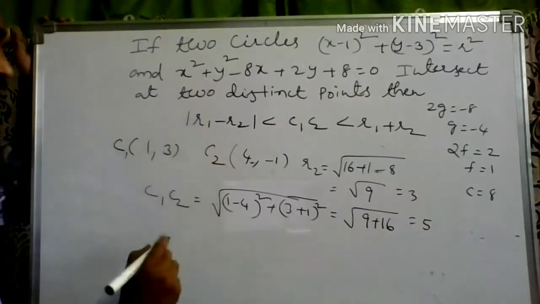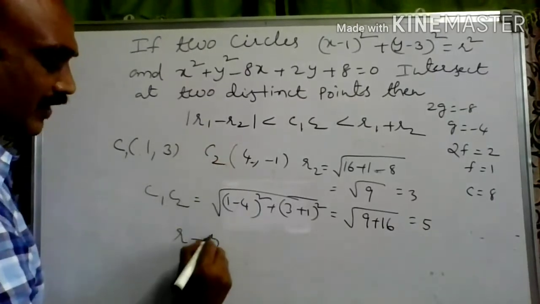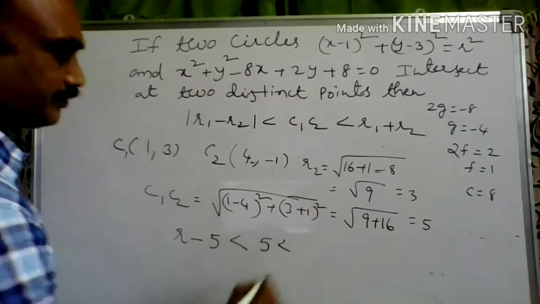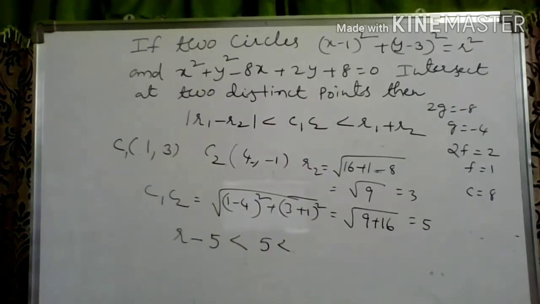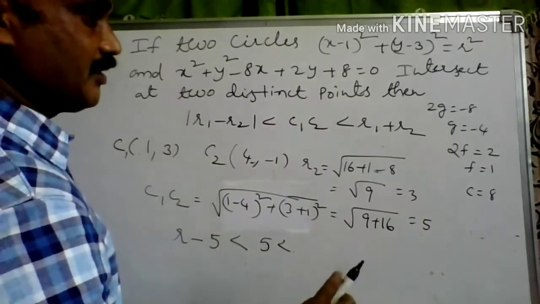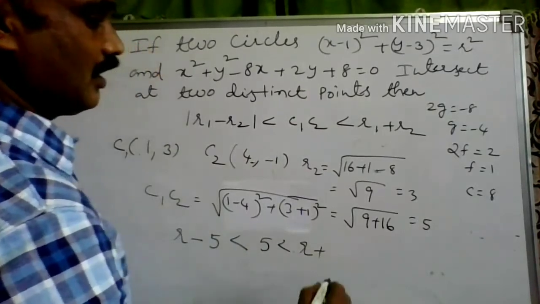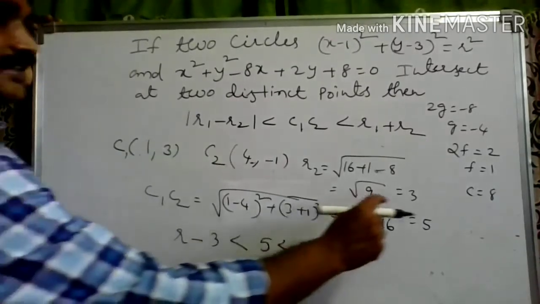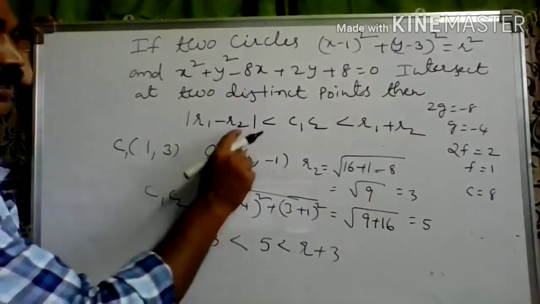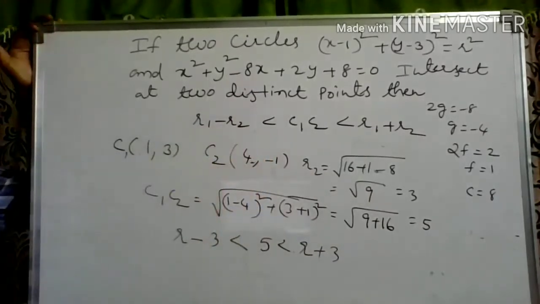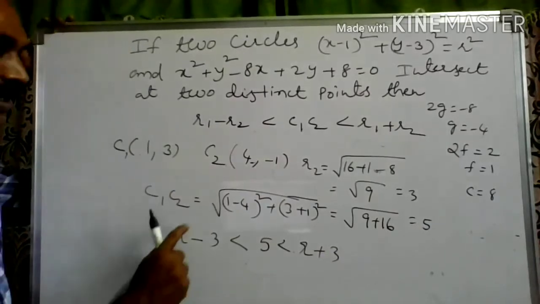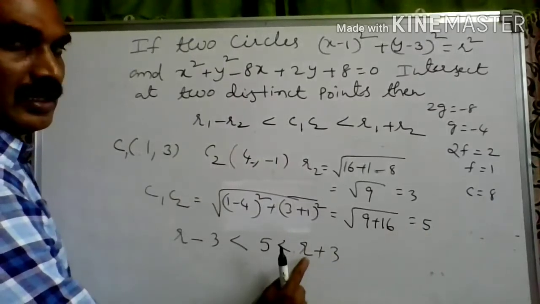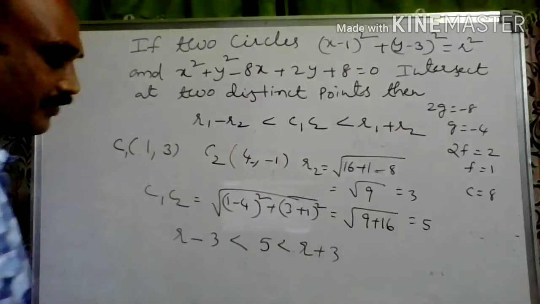Okay, students, r1 minus r2 is less than c1c2, and c1c2 is equal to 5, which is less than r1 plus r2. Here r2 is equal to 3. So r1 minus r2 is less than c1c2 less than r1 plus r2, which gives r minus 3 less than 5 less than r plus 3.